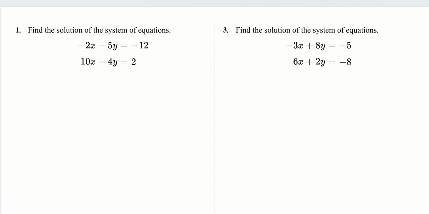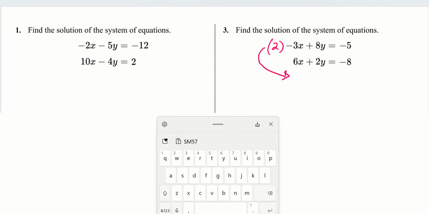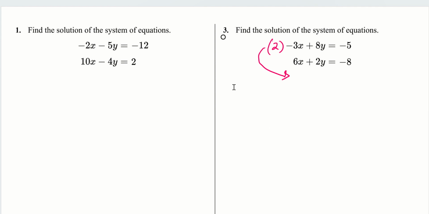Now, if you take a look, I can't just eliminate one of the variables, either x or y, because none of them are equal and opposite, but I can multiply this top one by 2 in order to get negative 6x. So I'm going to put my new function down here, but again, it's related to this top one that I'm multiplying all the factors by 2. So negative 3x times 2 is negative 6x. 8y times 2 is 16y. And negative 5 times 2 is negative 10.